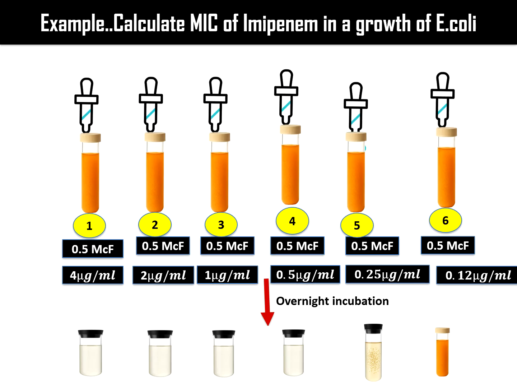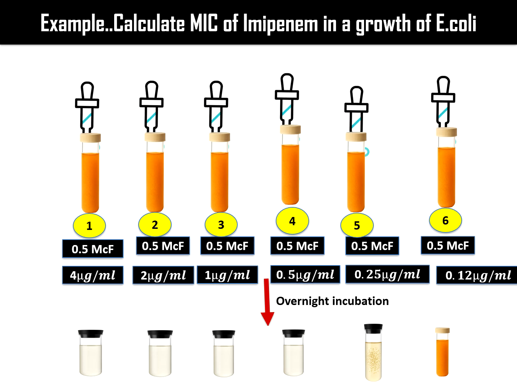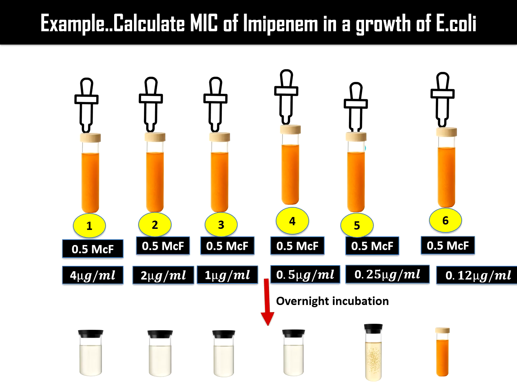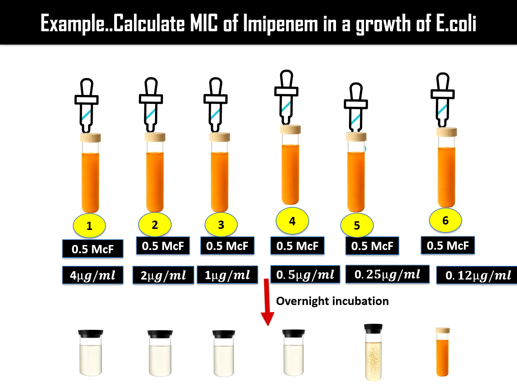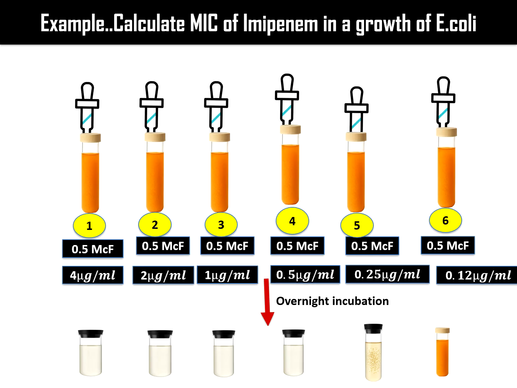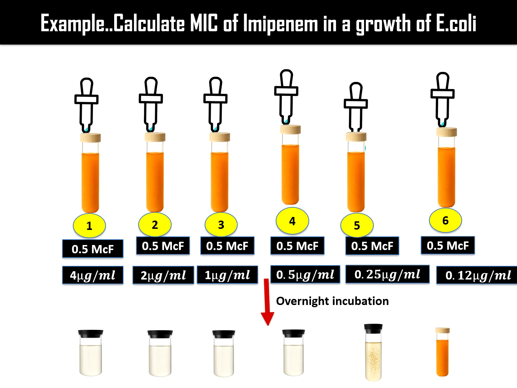So what is the minimum concentration of antibiotic that leads to total clearing of the media? It is 0.5 microgram per ml, that is tube number 4. So the minimum concentration of imipenem which is capable of clearing the turbidity of the bacterial suspension is 0.5 microgram per ml. So in this case, the MIC of imipenem in this isolate of E. coli would be 0.5 microgram per ml. Okay, clear?